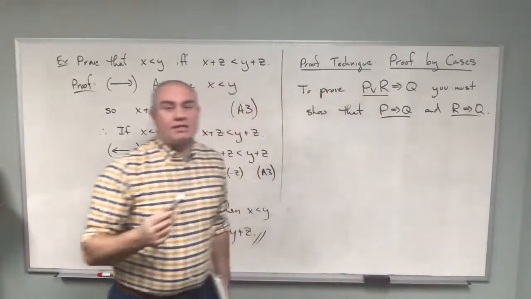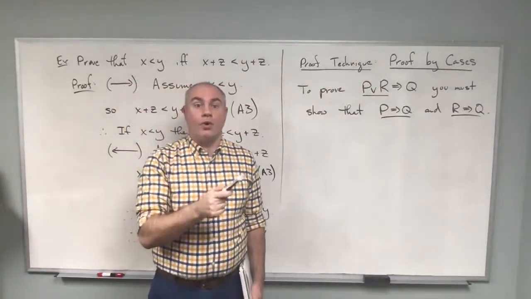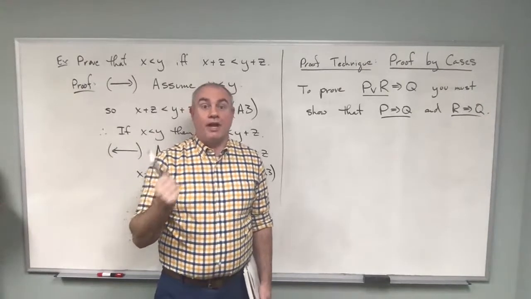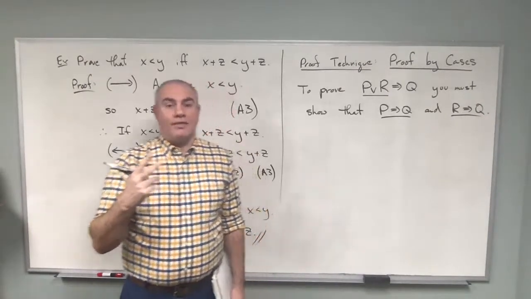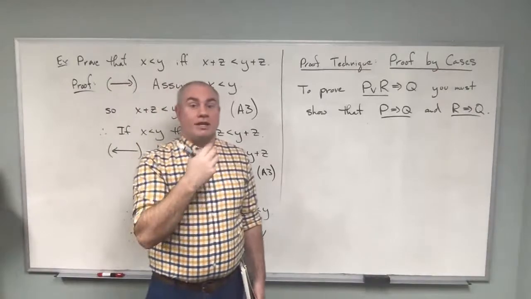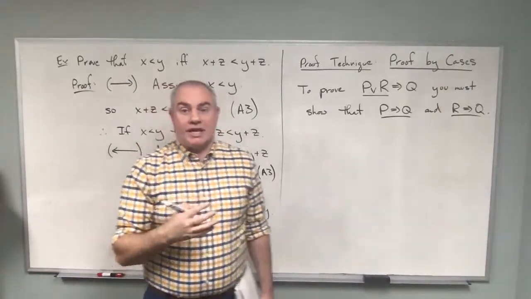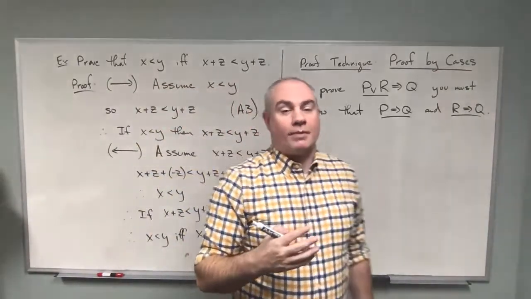So in some sense, if you are trying to prove an or statement implies Q, there are two proofs. There's the P implies Q and there's the R implies Q. Let me do an example of this to show you what I'm talking about.